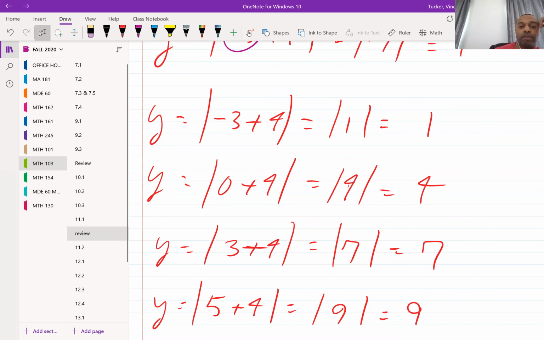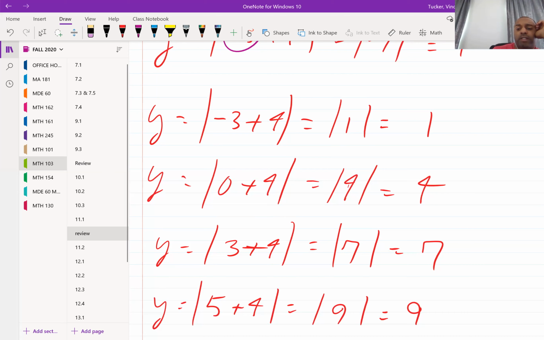So before we go any further, is everybody okay with what happened? So you took each one of those values that they gave, -5, -3, 0, +3, and +5, plug them in, calculate what's on the inside of the absolute value first, then apply the absolute value, which should always give you the positive representation of that number.